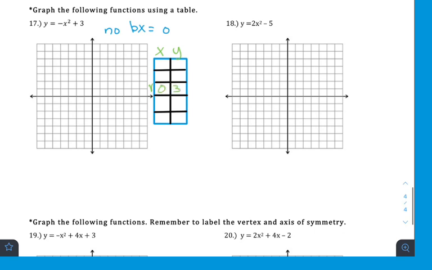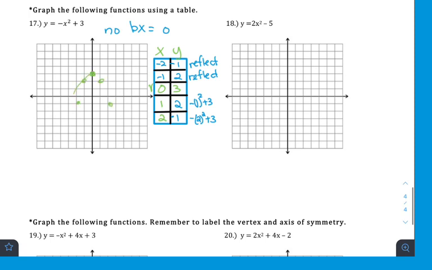On this one, I want to do numbers that are bigger and smaller. So 1 is bigger than 0. I plug that in. So I get negative 1 times 1 squared plus 3, which is negative 1 plus 3, which is 2. And I reflect that on the other side. And then I do my 2 value. Negative 1 times 2 squared is negative 4, plus 3 is negative 1. So I'm going to clarify that this should be negative 1.